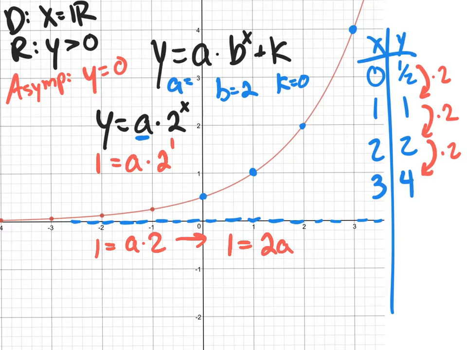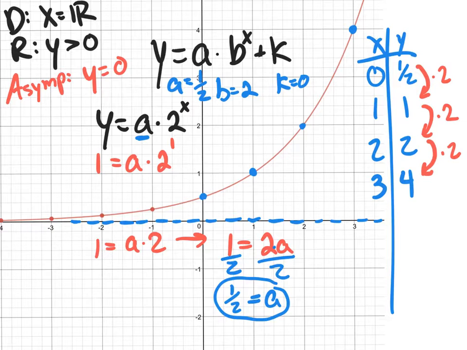So how do I get rid of the 2 in front of the a? Divide by 2. Oh, divide by 2? Yeah, right. And divide by 2. So your a value is what? 1/2. That's your a value. So your a value is 1/2.